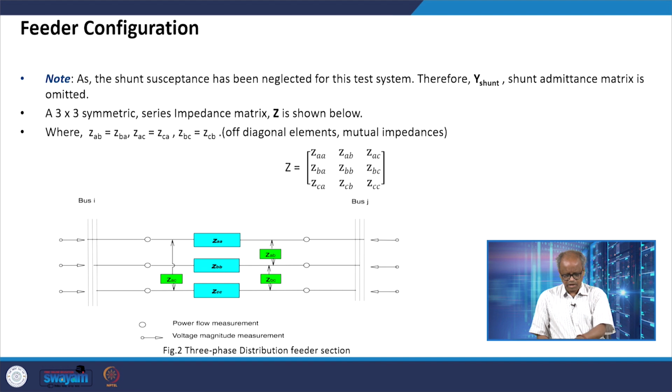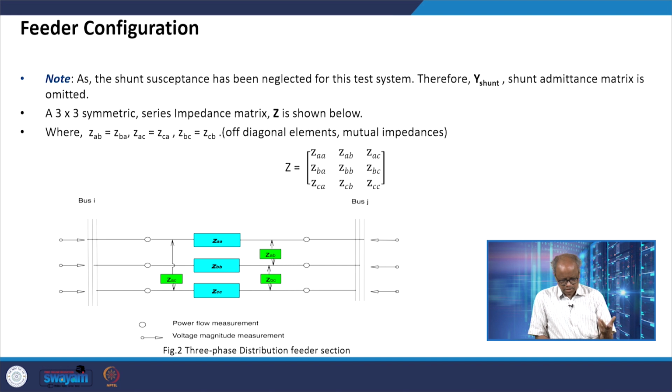So every line has these corresponding 3 cross 3 elements, and we have already proved that for any unbalanced line, this matrix is always a symmetric matrix. So ZAB and ZBA would be the same. And what is the quantity of ZAB, ZBC, ZAC? These are also shown here, but this is basically a symmetric matrix.